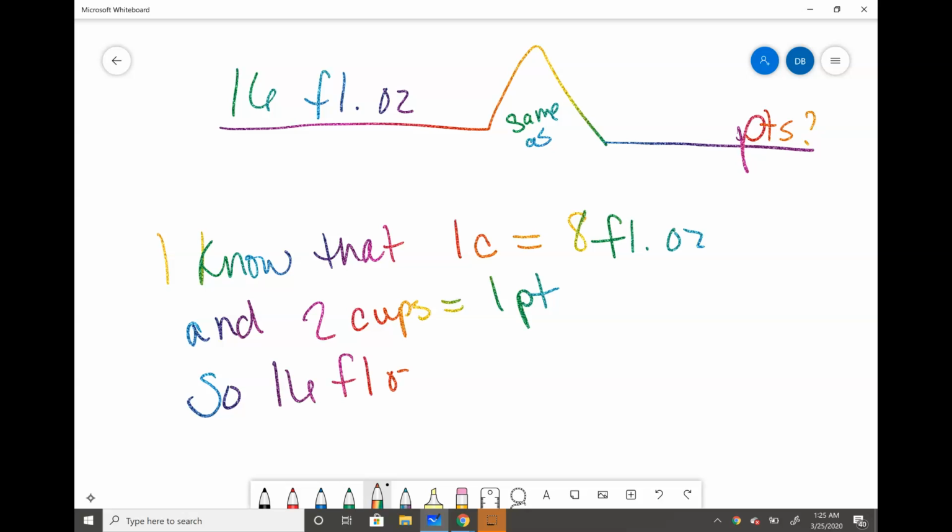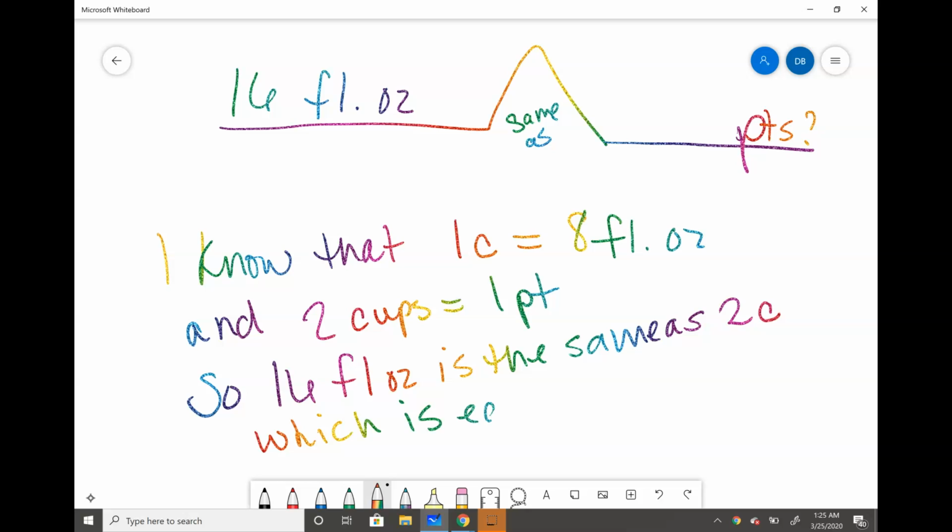So, thinking about that, 16 fluid ounces is the same as 2 cups, right? Which is equal to 1 pint. So 1 pint is equal to 16 fluid ounces. And in this problem, I did not use a ratio table. I did not use a bar model. At this point, I thought about what I knew.